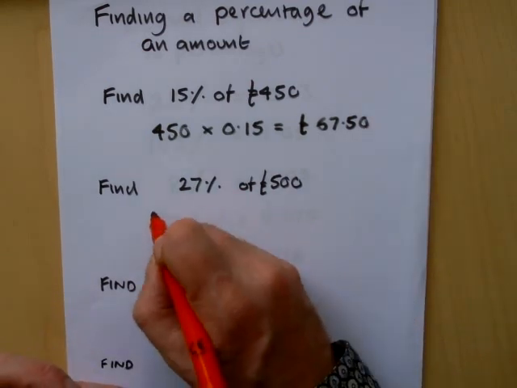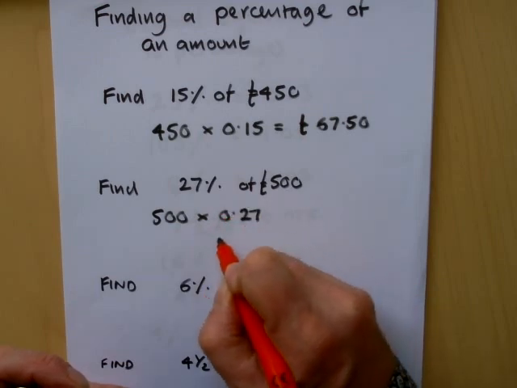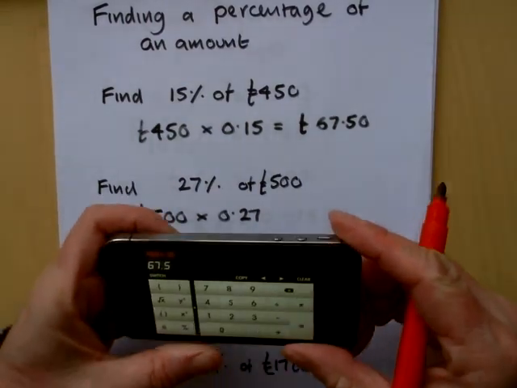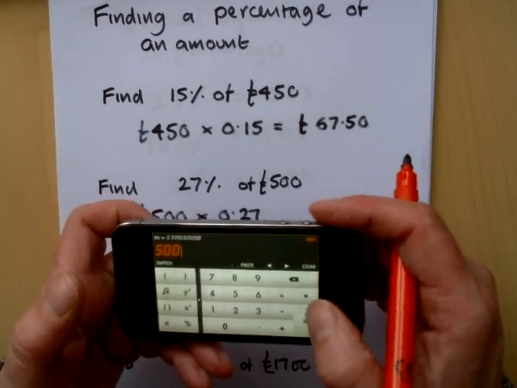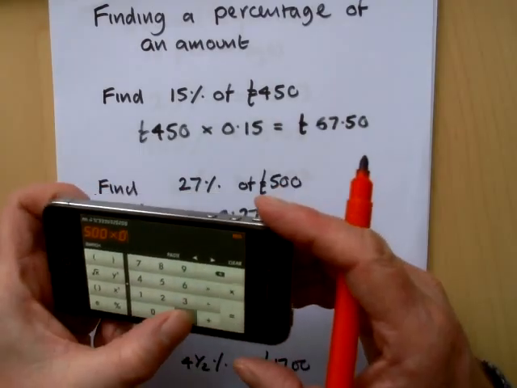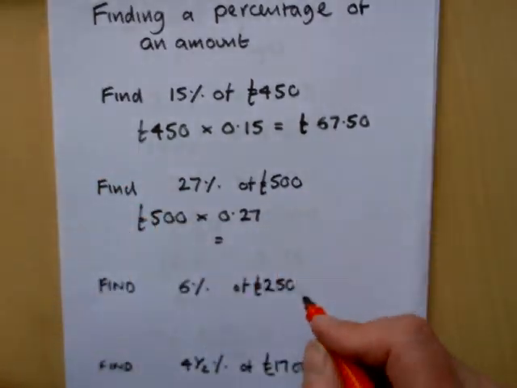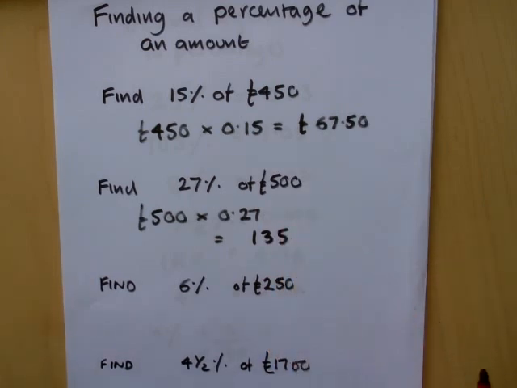So 27% of 500, so 500 times 0.27. Again, I kept all the units in pounds and just tidied it up for neatness. So we're doing 500 times 0.27, and that equals 135. So not a bad idea perhaps for you to try and do the next two questions. Stop the video and have a go and do it yourself. See if you can get the answers, and then come back to the video and check.